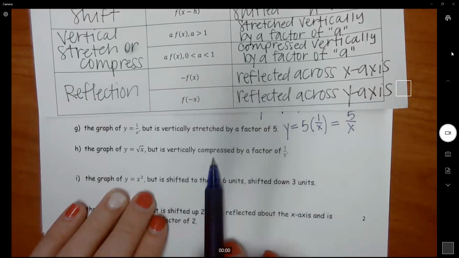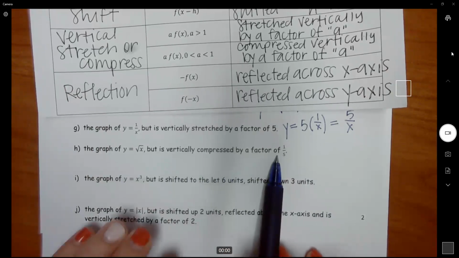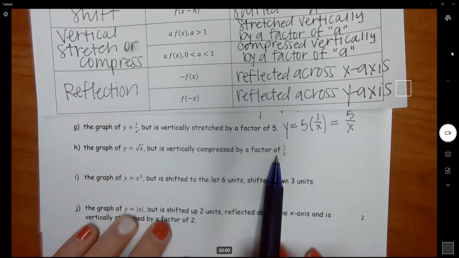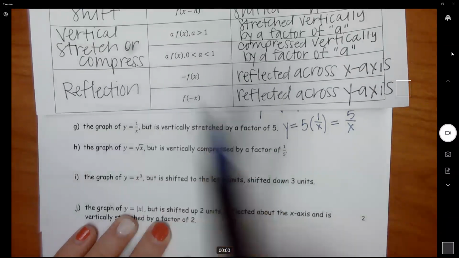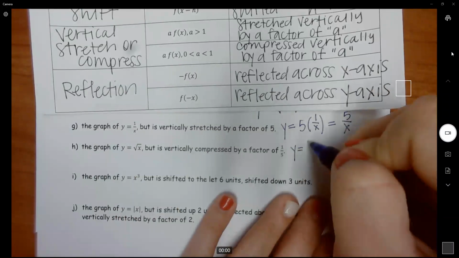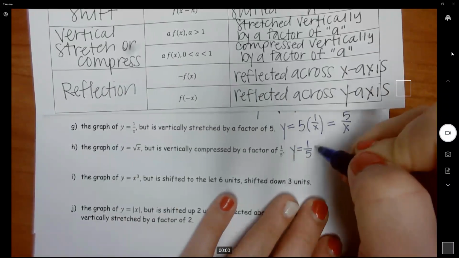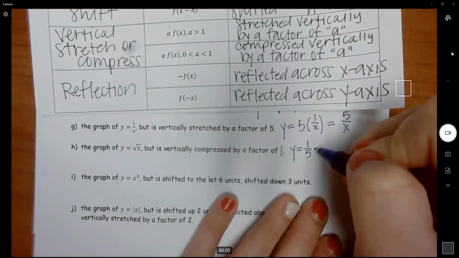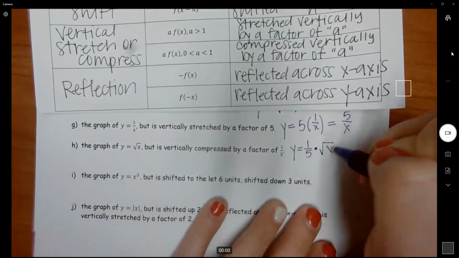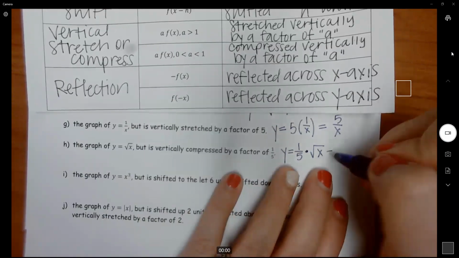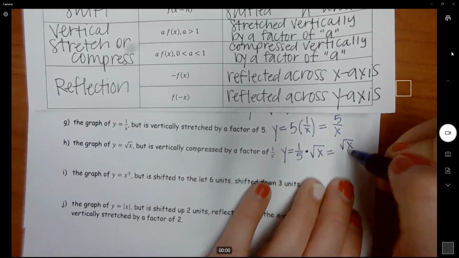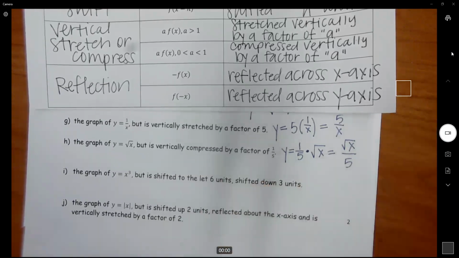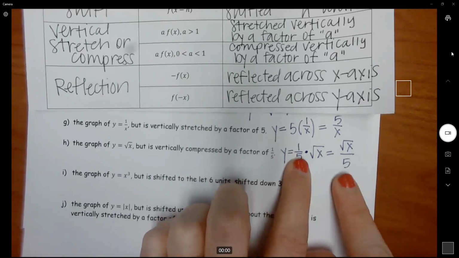And then if it is vertically compressed by a factor of 1/5, it still goes out front. So y equals 1/5 times the square root of x, which again, you can do the same thing. 1 times the square root of x is the square root of x, and then it'll stay all over 5. This and this are the same, both are acceptable.